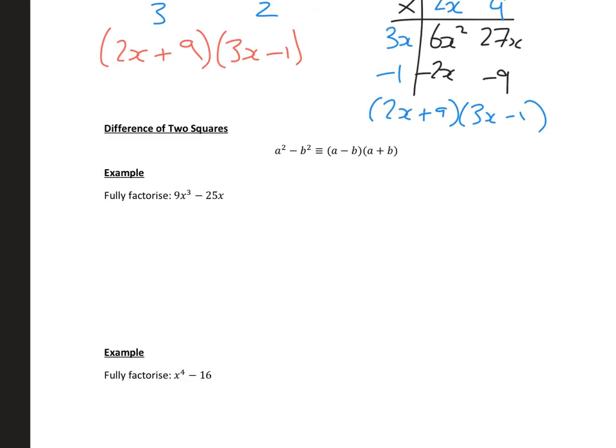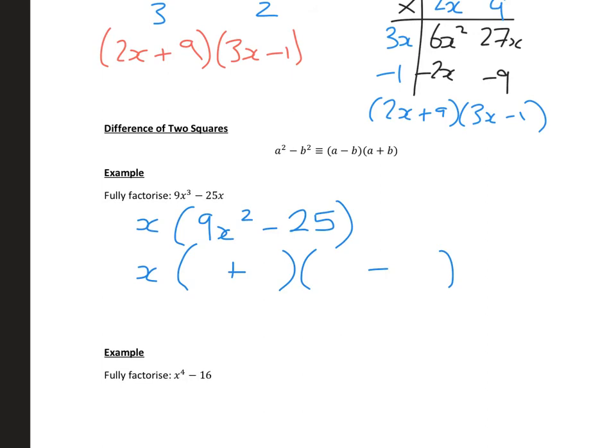So 9x cubed, take away 25x. So there's a minus, so it looks like I can use it. However, x cubed and x aren't square numbers. So the first thing I can do though is factorize out an x. So I get x lots of 9x squared minus 25. Then 9x squared and 25, they're square numbers. So I can do difference of two squares. I'll have a plus and a minus. Well, to get 9x squared, I'll need a 3x. And to get 25, I need a 5. So there you go. So I've fully factorized it.